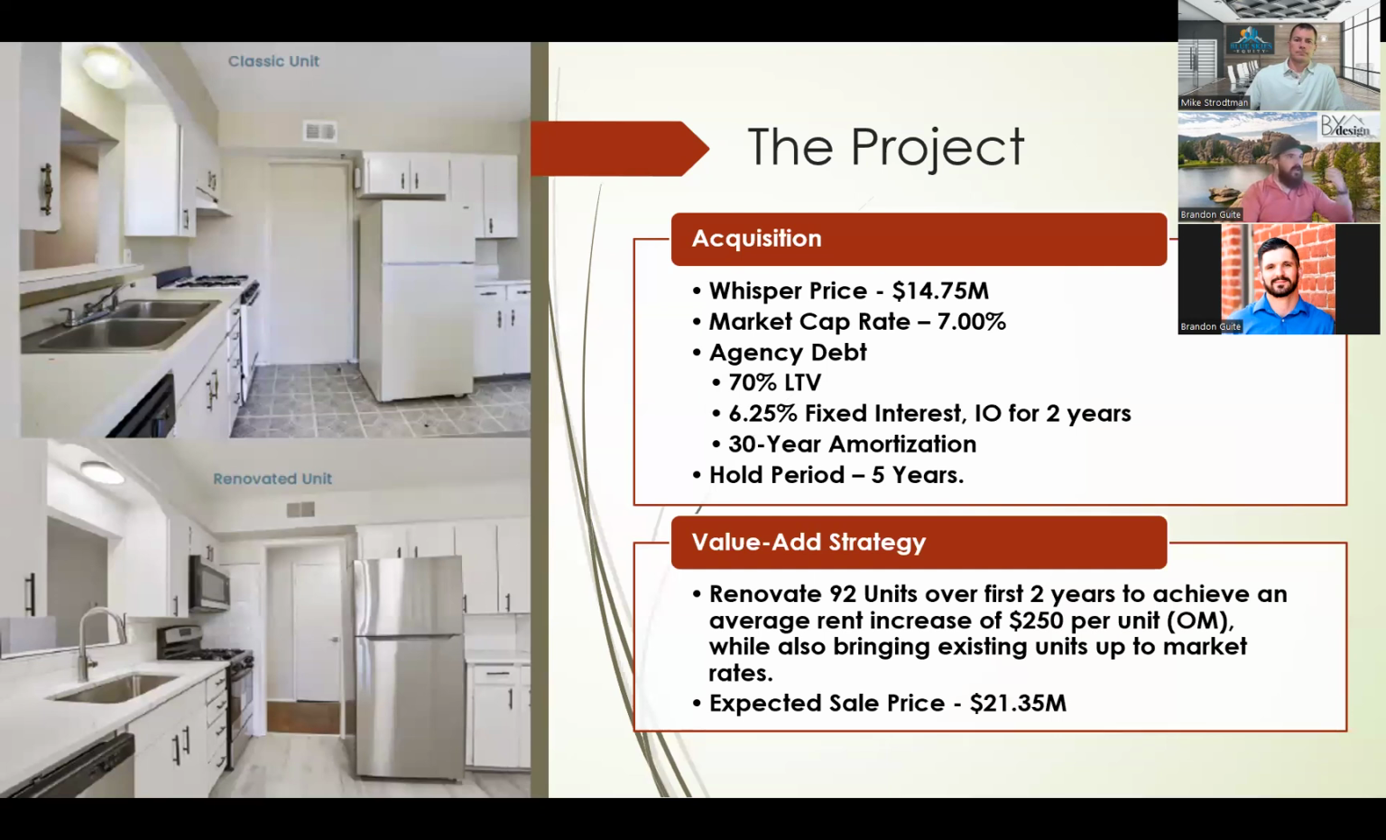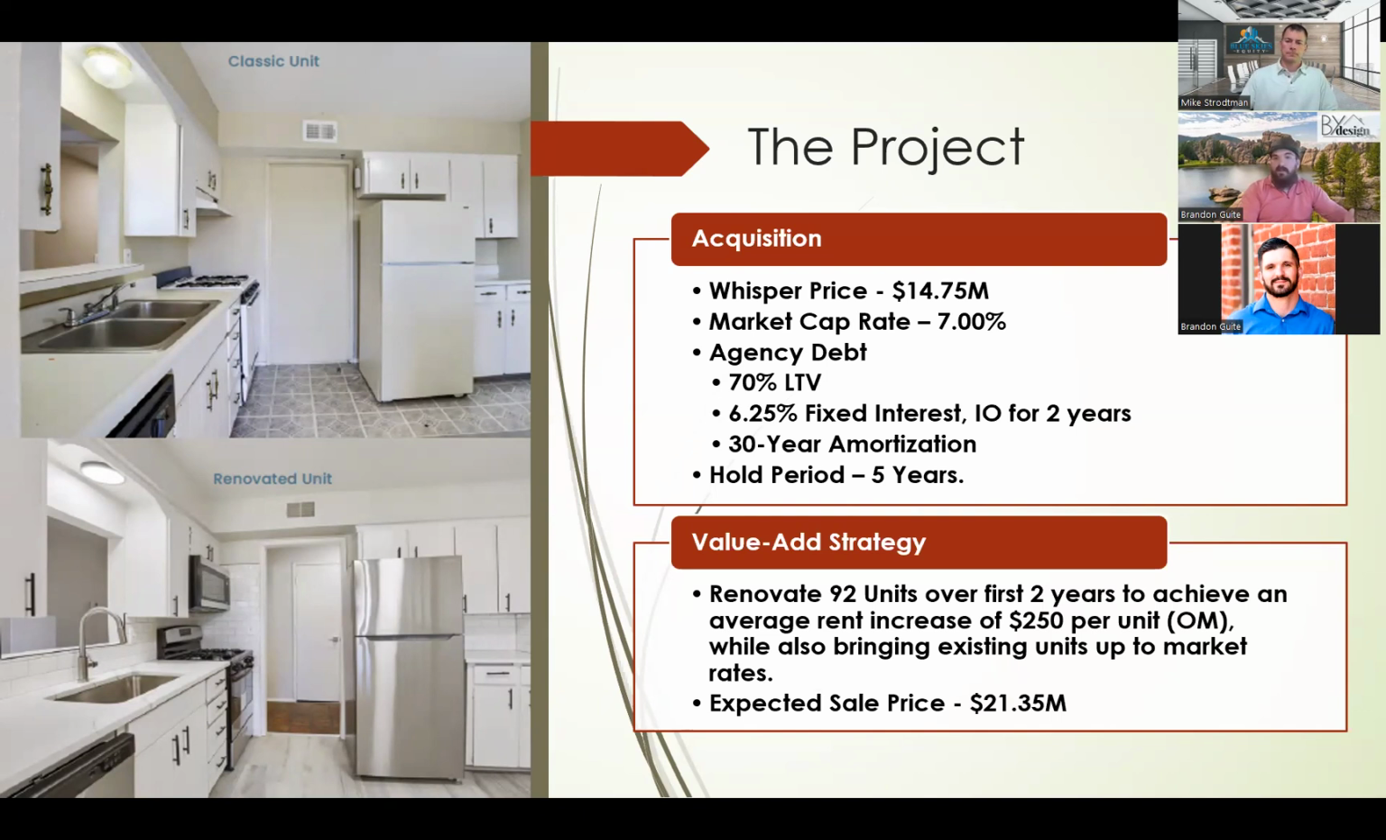All right. So the project, like we said, came to us with a whisper price or an asking price of $14.75 million based on the broker's OM and our market research. This was around a 7 cap for the market cap rate. We were able to get a quote for agency debt, which is just Fannie Mae, Freddie Mac, good, strong debt, 70% LTV, 6.25% fixed interest, with interest only, that's that IO, for 2 years. So only paying interest for the first 2 years and a 30-year amortization. Our plan was to hold it for 5 years.